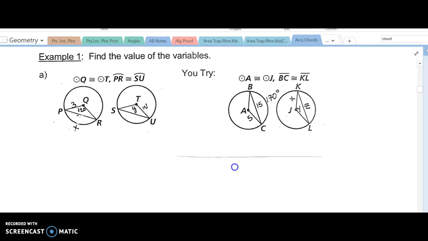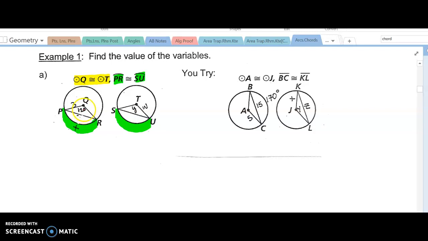All right, so here we go. Find the value of the variables. In example 1, we have two congruent circles. We know that they're congruent. We know that they're the exact same size because of that statement there. Circle Q is congruent to circle T, and it also tells us arc PR here is congruent to arc SU here.